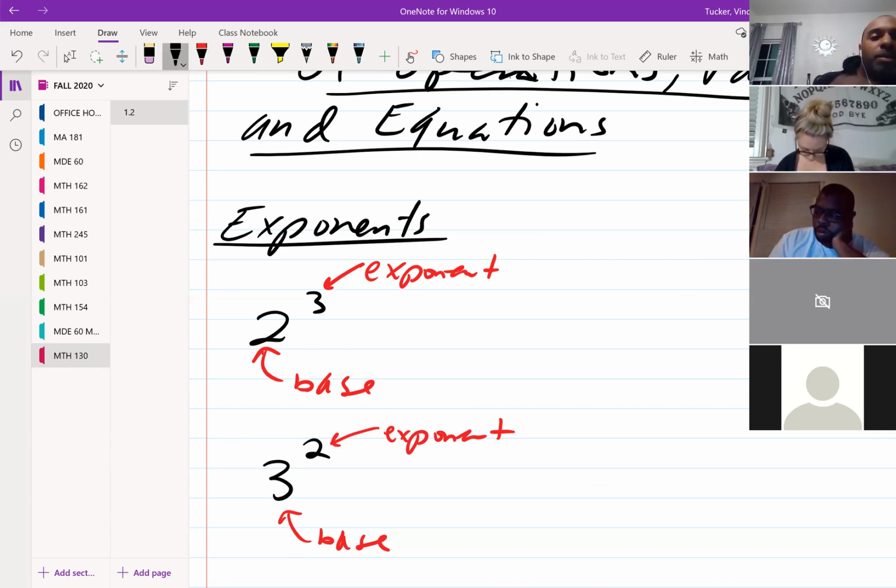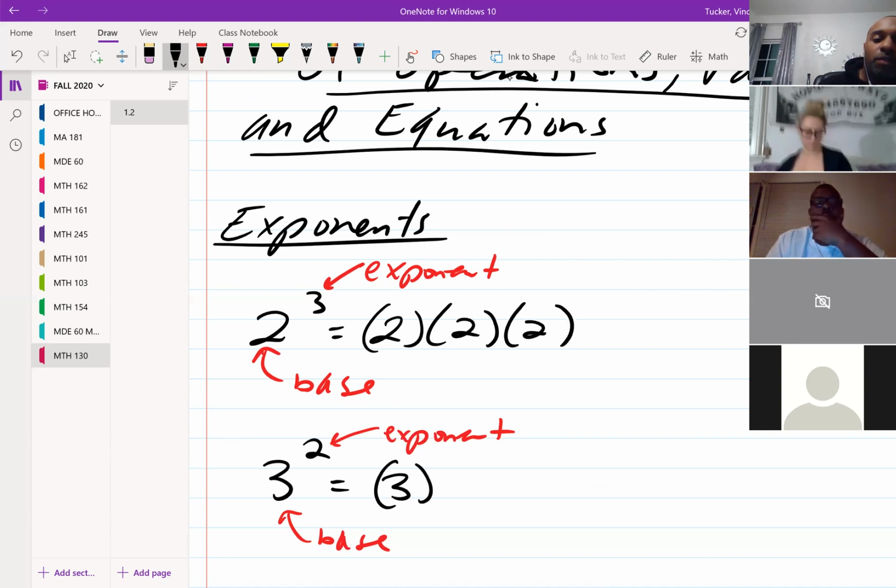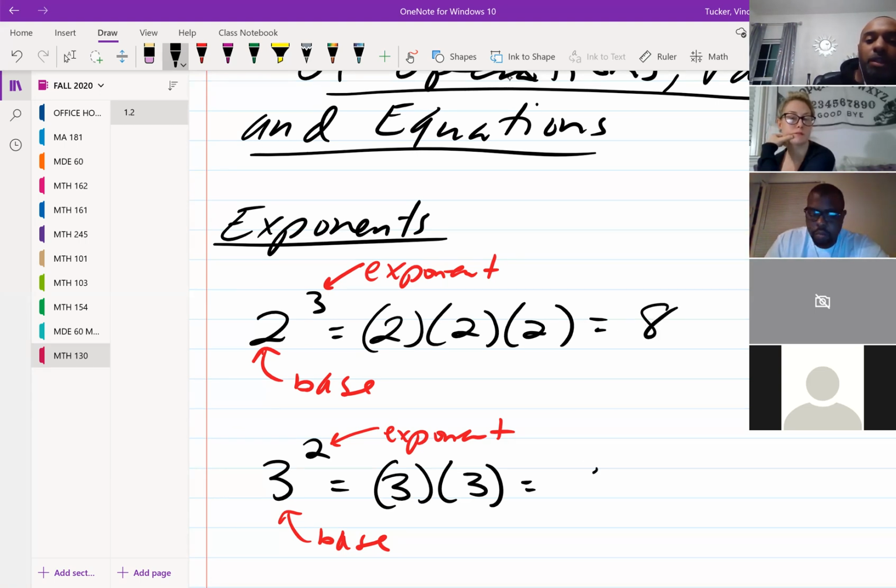A lot of people make that mistake because they get in their flow. And when you get in your flow, sometimes the numbers start to come together. But this is 2 times itself 3 times. So the exponent just tells you how many times you're going to multiply the base by itself. So just like down here, this is 3 times itself twice. 2 times 2 times 2 is 8. 3 times 3 is 9. So you get 2 totally different numbers. But that's how exponents work. Take your base and multiply it times itself that many times as the exponent suggests.